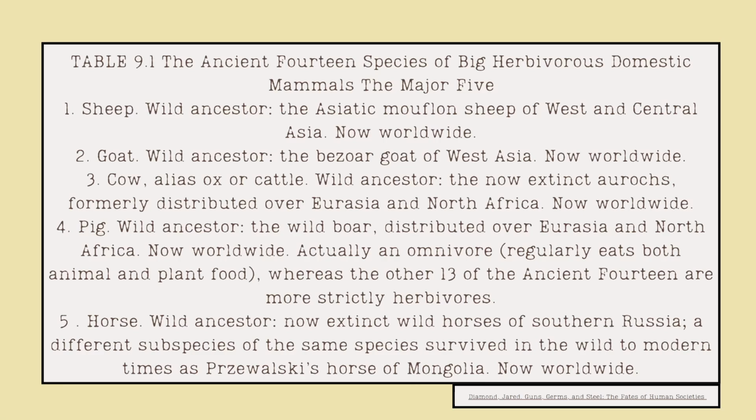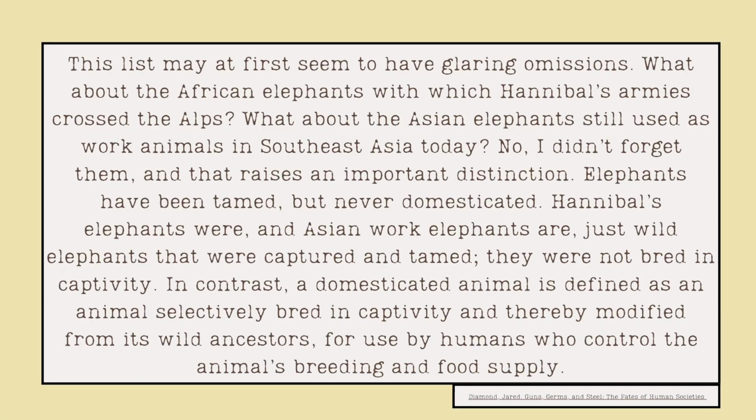Horse, ancestor, the now extinct wild horses of southern Russia. A different subspecies of the same species survived in the wild to modern times, such as Przewalski's horse of Mongolia, now worldwide. This list may seem at first to have glaring omissions.